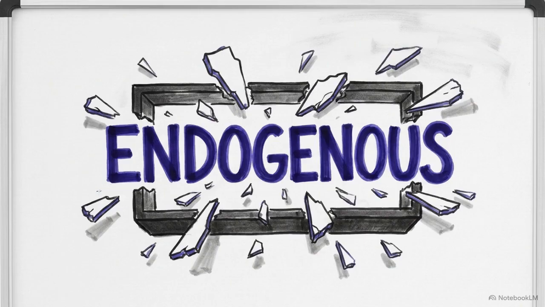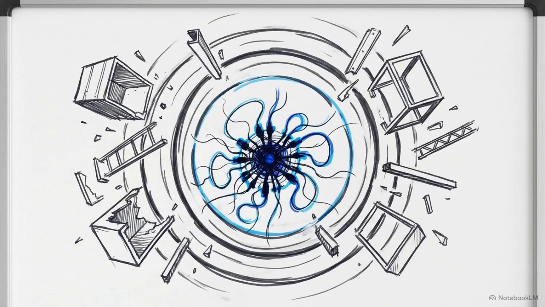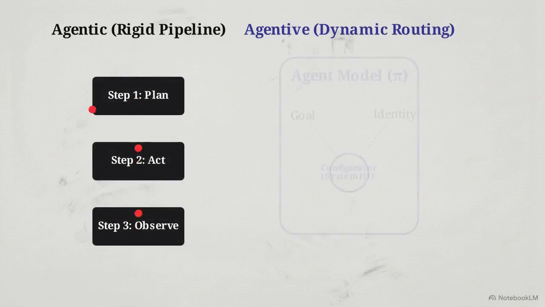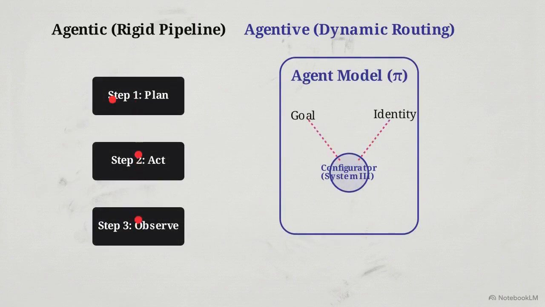True agency, which the paper terms agentive, must emerge endogenously. The capabilities and the regulation of how to process information have to arise from within the model itself. Compare the execution paths. On the left, an agentic pipeline forces data through a fixed sequence of developer-defined stages. On the right, an agentive model dynamically updates its internal state, actively choosing its own routing.